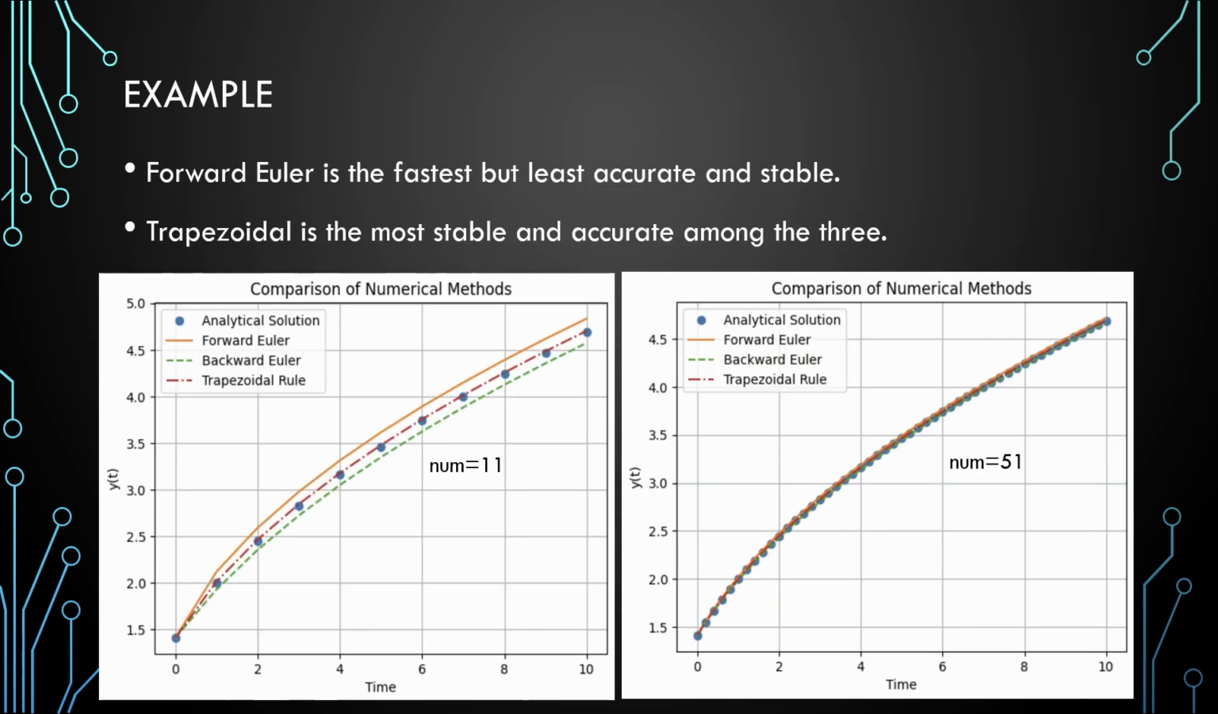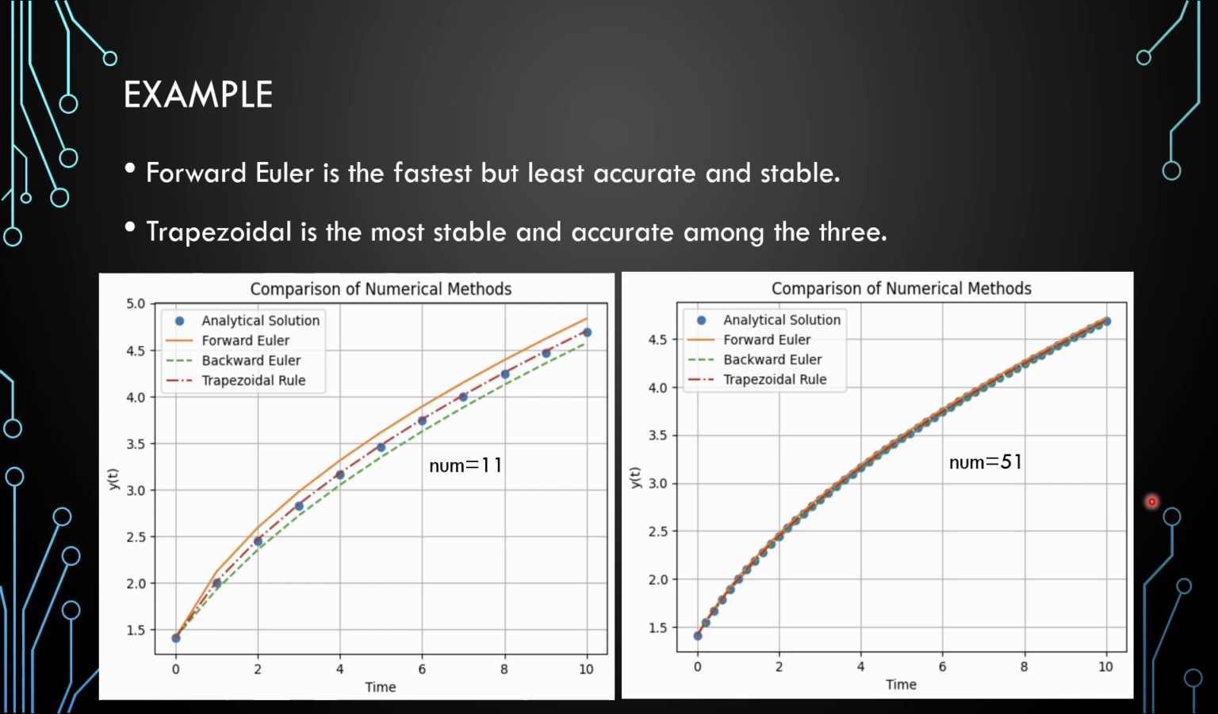Now here I'm showing you the calculated results. For the left-hand side figure, I'm using 11 time points to divide our time. You can see that the forward Euler solution overestimates, but the backward Euler underestimates the solution. And the trapezoidal rule, which is kind of the average between forward and backward Euler, is the closest to our analytical solution.